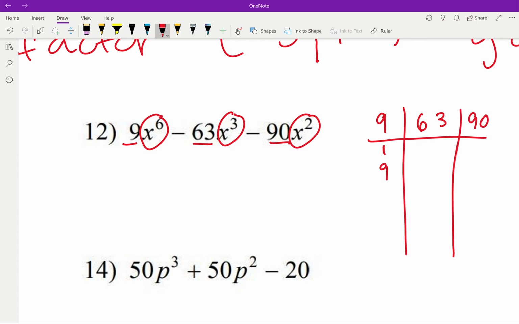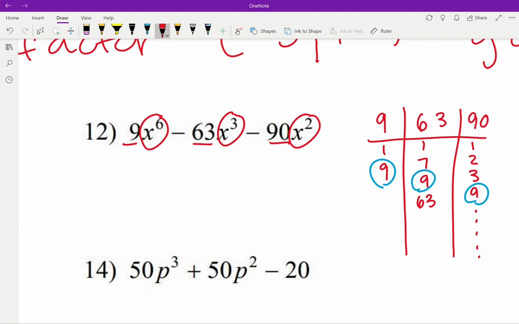All the numbers that can go into 63 are 1, 7, 9, and 63. And all the numbers that can go into 90 are 1, 2, 3. This list goes on and on. But what is the biggest number we can take out of each one? And that would be 9. 9 is the biggest number we can take out of each of them.